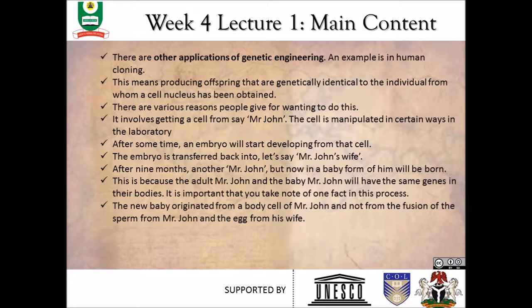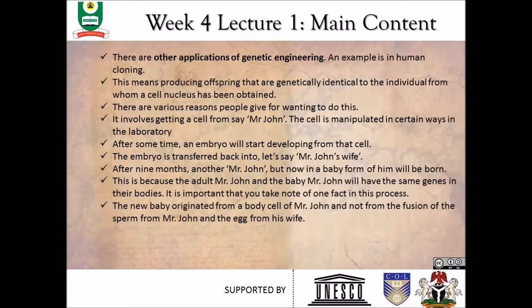There are various reasons people give for wanting to do this. It involves getting a cell from, let's say, Mr. John. The cell is manipulated in certain ways in the laboratory. After some time, an embryo will start developing from that cell. The embryo is transferred back into Mr. John's wife. After 9 months, another Mr. John, but now in a baby form, will be born.